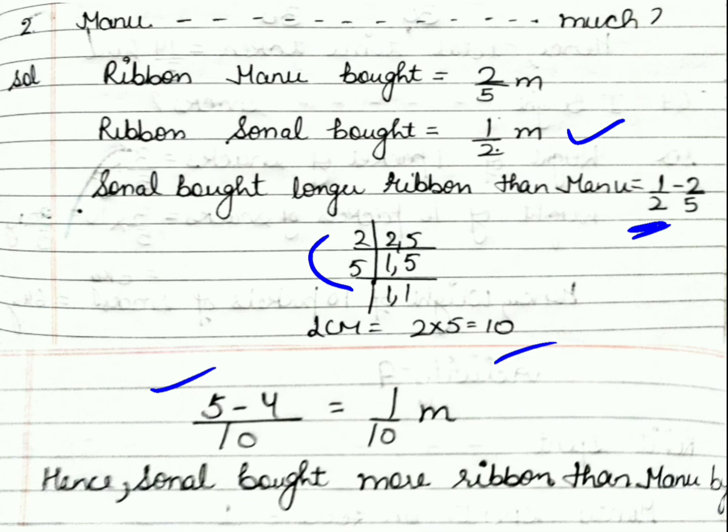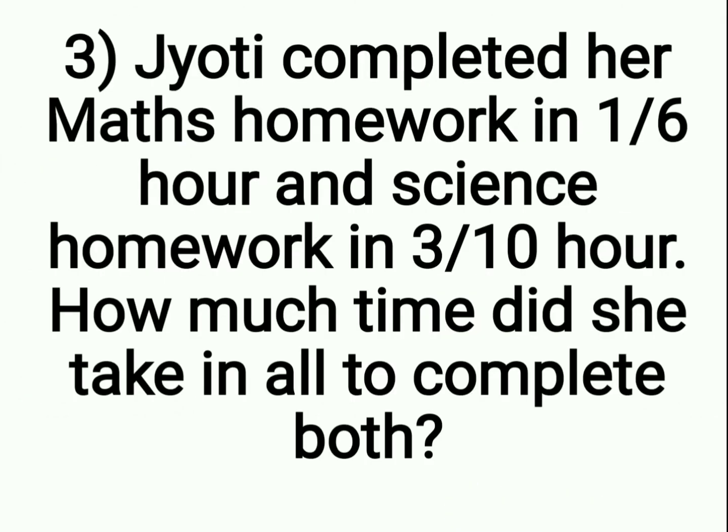Then you write a hence line. Hence line is the last line. Hence Sonal bought longer ribbon than Manu. How much? By 1 upon 10 meter. Clear? Now we do the third question.